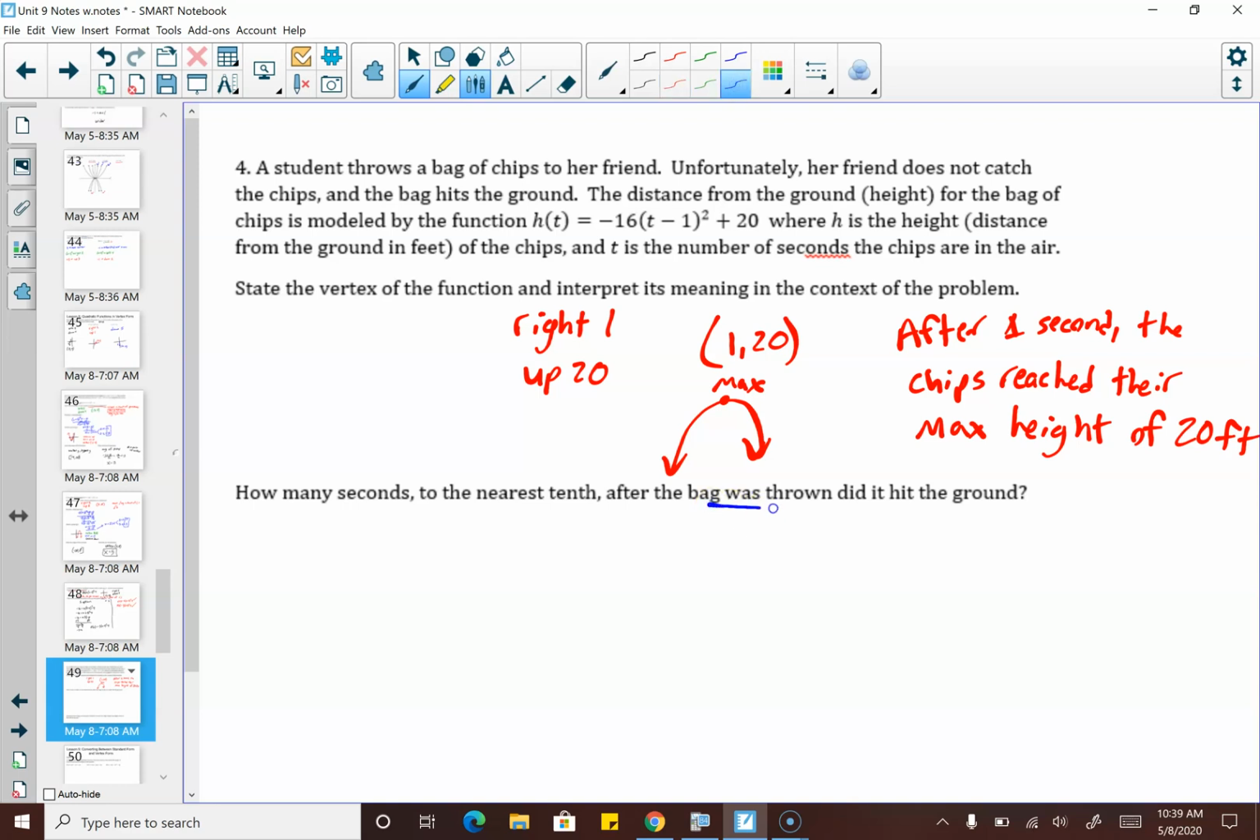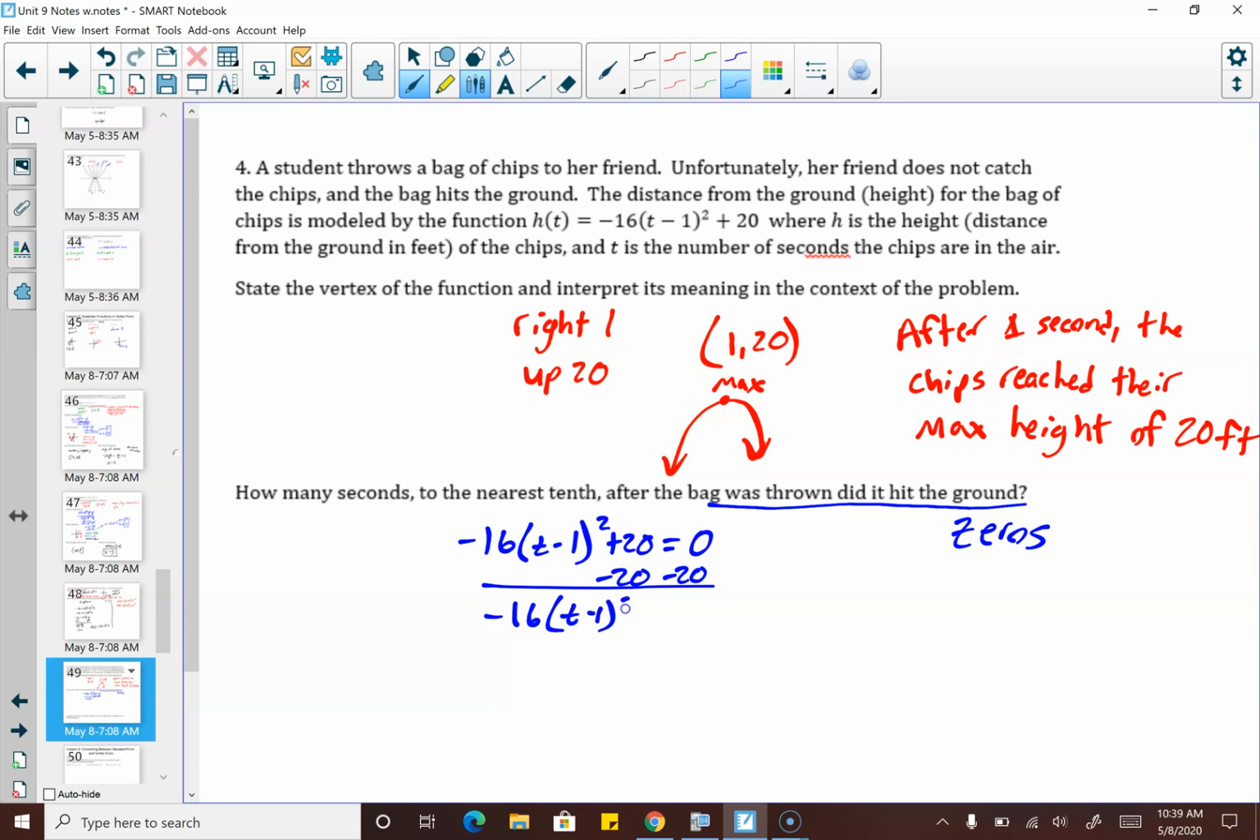Now, when we try to figure out when things hit the ground, those are always our zeros, okay? So if we want to solve for our zeros here, we have to take our equation: negative 16 parentheses t minus 1 squared plus 20 equals 0, okay? So we're going to subtract our 20 on both sides. Negative 16, t minus 1 squared equals negative 20. We'll divide both sides by negative 16.